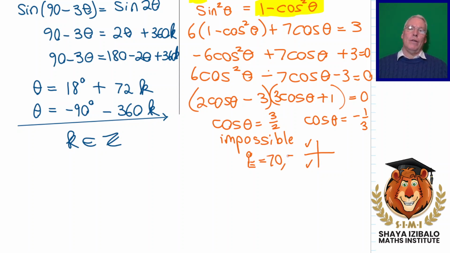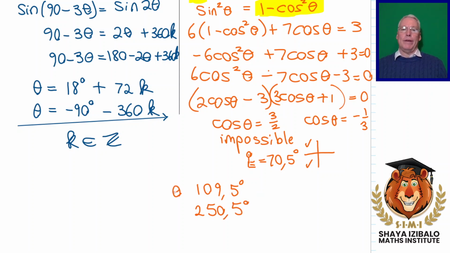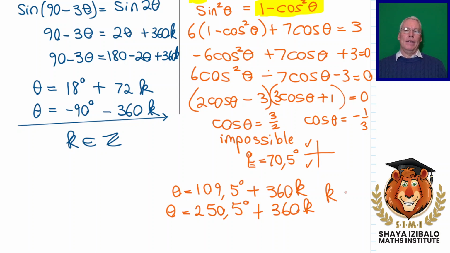To get into the second quadrant, remember we only use the horizontal axis. 180 minus 70,5, that is going to be 109,5 degrees. Or 180 plus 70,5, 250,5 degrees. So that's what theta is going to equal. And each of these can have 360 added or subtracted as often as we like, as long as k is an integer.